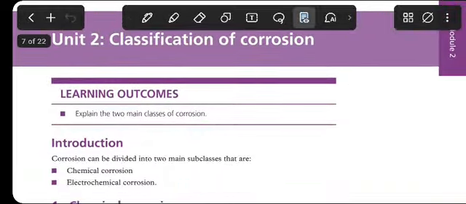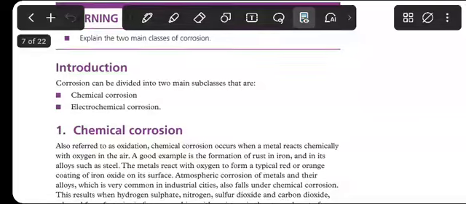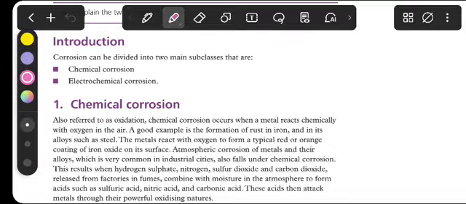Unit 2, classification of corrosion. We're talking about levels now, types, like classification. How do we classify them? Explain two main classes of corrosion. We're talking about the classes of corrosion. Corrosion can be divided into main classes and subclasses. Do we have them there? Chemical corrosion and electrochemical corrosion, right?